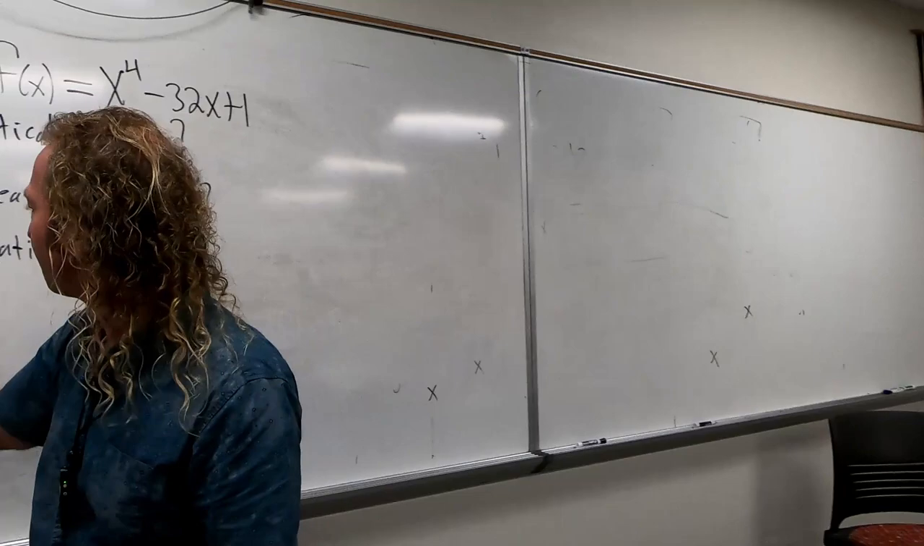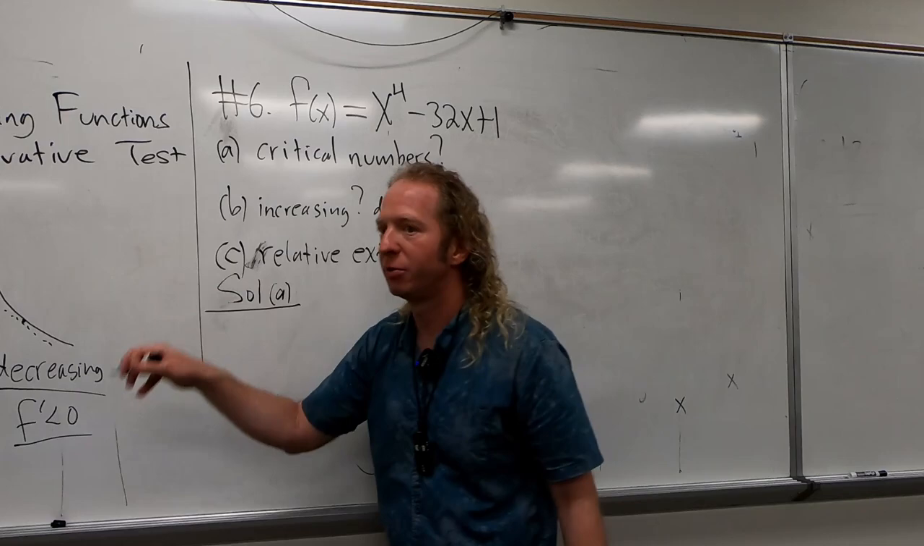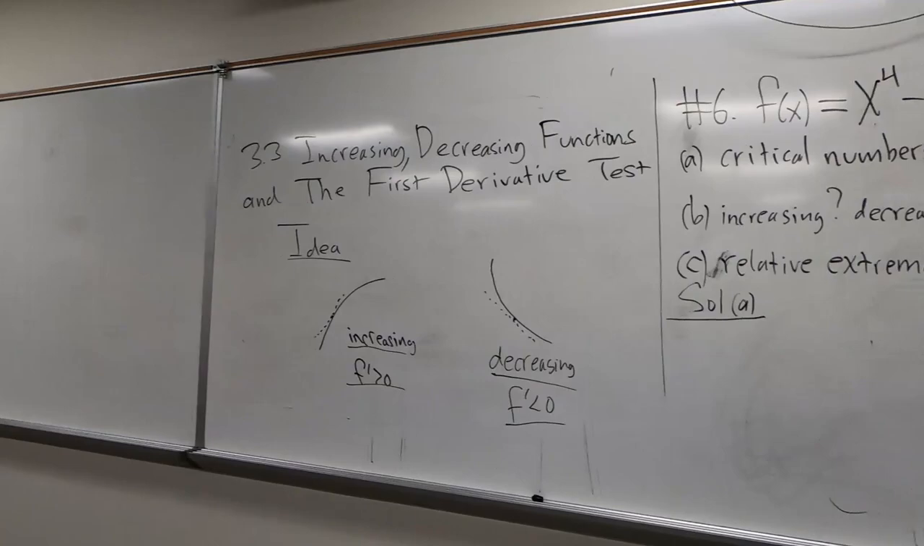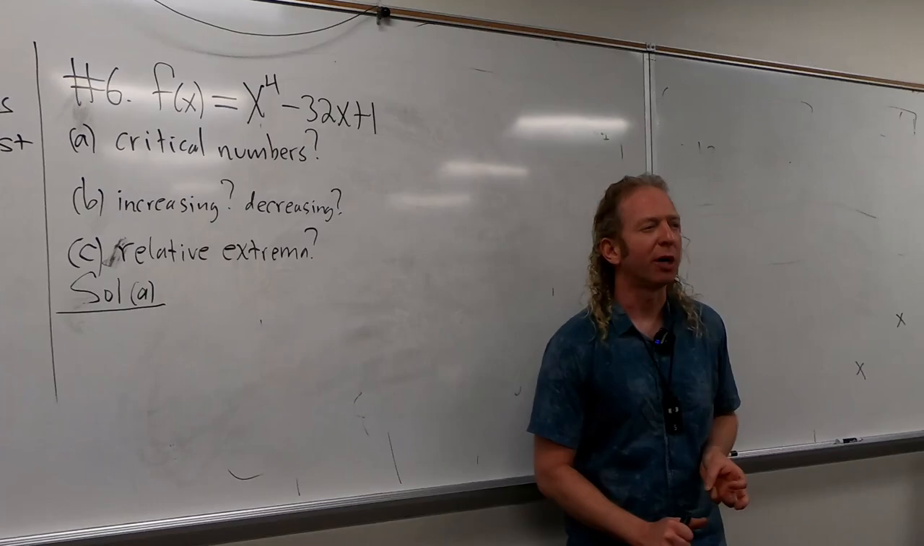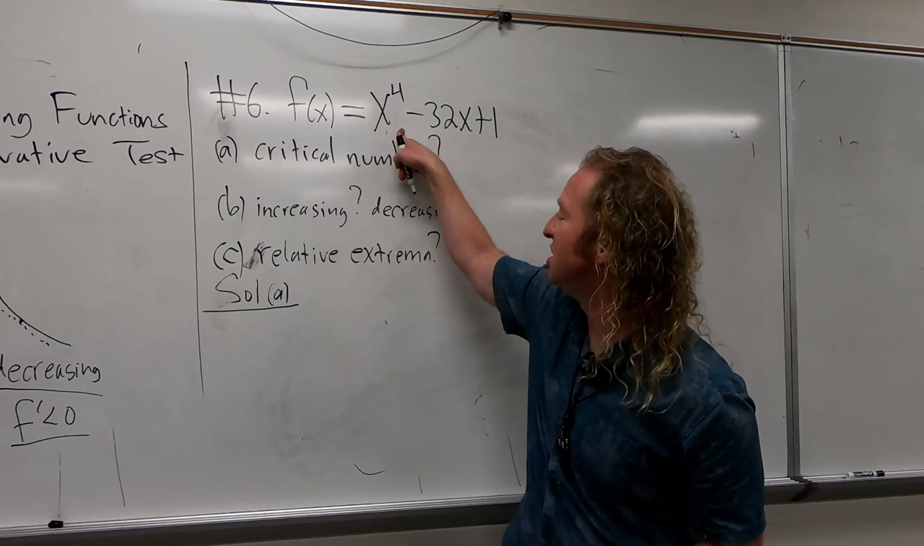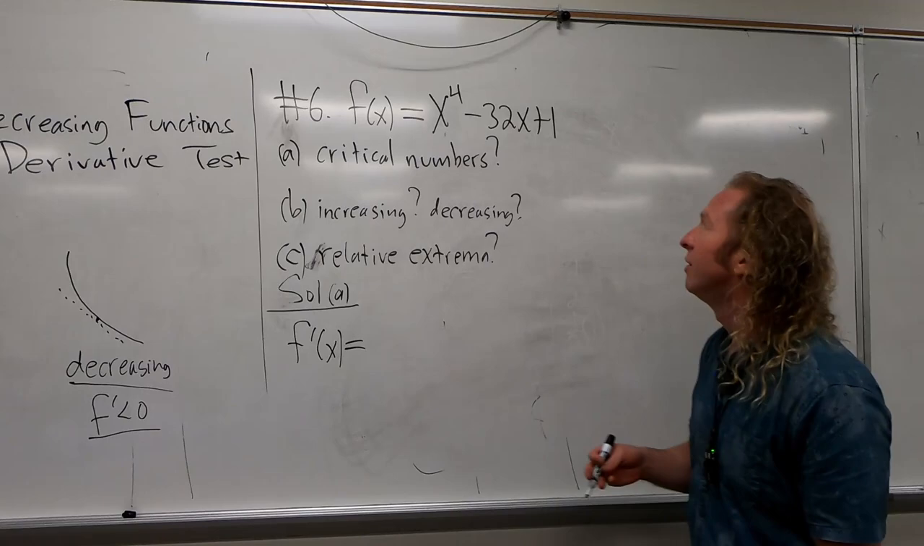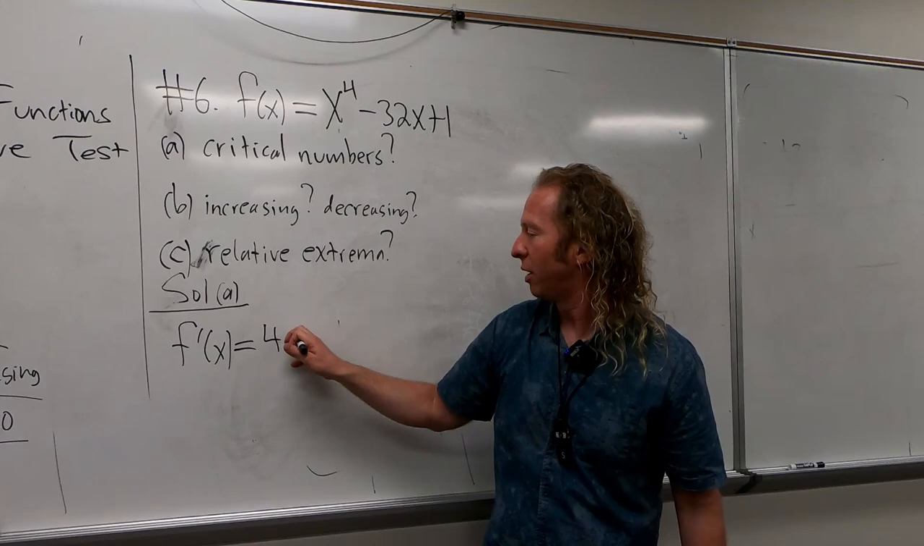So solution. Let's do part A first. Part A is what we were doing last time. When you're finding critical numbers, you take the derivative, and you set it equal to what? Do you remember? Zero. Yeah, it's zero. So we take the derivative of this beast. It's not a beast, but f prime of x. For this derivative, you just put the 4 in the front. So you would get 4x to the third minus 32, like that.